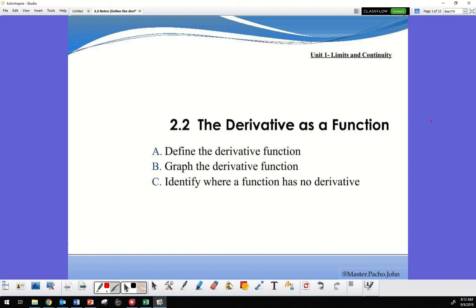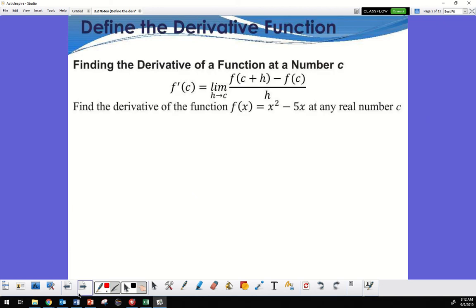So, the derivative as a function. Define the derivative function. Graph the derivative function. Identify where a function has no derivative. Find the derivative of a function at a number c. Now it's going to be slightly different from what we have been doing, but it works out just the same.